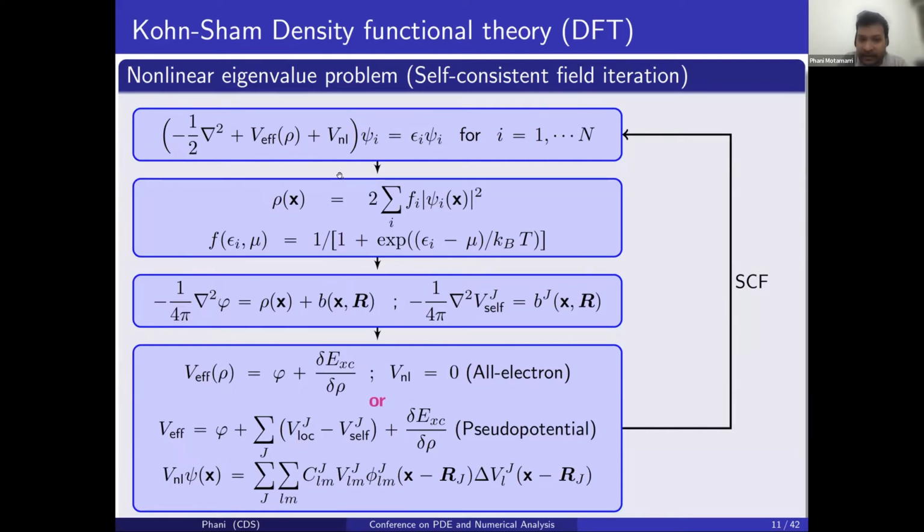This is a nonlinear eigenvalue problem, because you start with an initial guess for electron density and then compute these operators, V effective and V NL, and then solve for the lowest eigenfunctions, and again compute the electron density, and you do it in a self-consistent procedure. That's why it is called the self-consistent field iteration, which is essentially trying to solve the nonlinear eigenvalue problem starting from an initial guess. Once you solve this, you compute the ground state electron density rho, which is what you require for computing ground state energy and other material properties of interest to you.